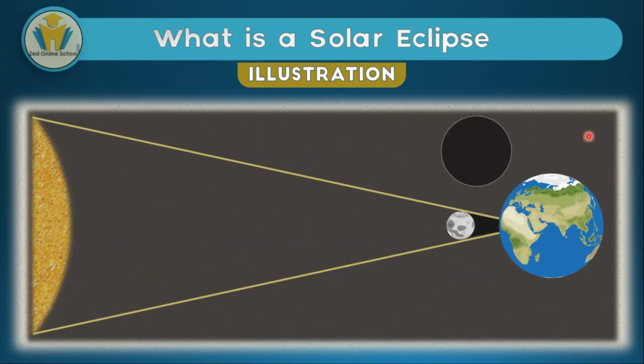And when we say a total solar eclipse, it's when the moon fully covers the sun. It will look something like this. There will be a black shadow covering the sun, and that's why it becomes dark. In physics, this black shadow is referred to as an umbra, or you can refer to it as the umbra.